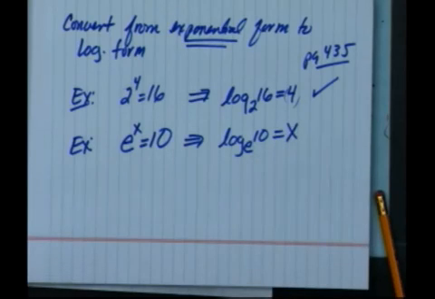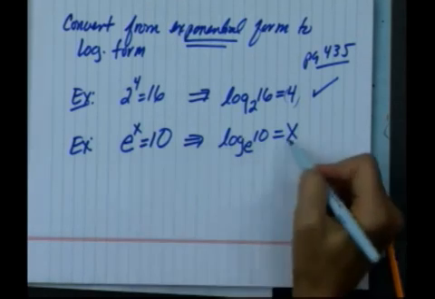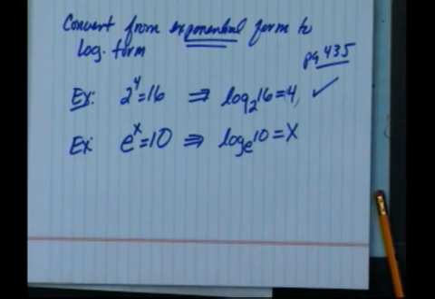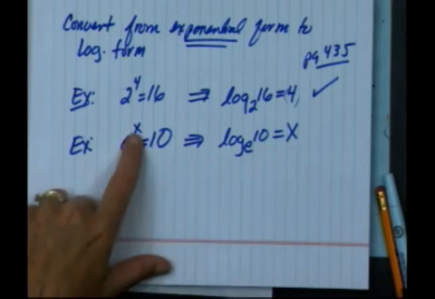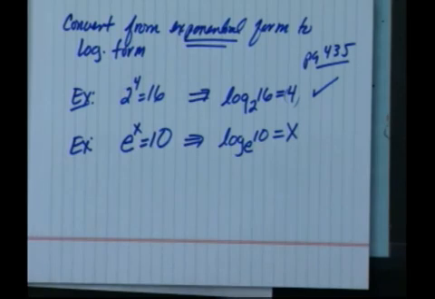So that's 10 to the, that's the power? The what? No, the 10. The 10 is the argument. Natural log, log to the base e of 10 is equal to x. x is the exponent, the power. Yes? Why don't we just write it as like ln instead of log base e?